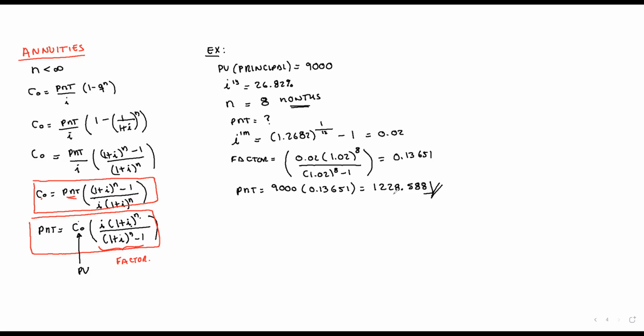So you know how much you're going to be paying for the next 8 months when you have an interest rate of 26% per year, which is the equivalent of 2% per month, more or less, and a principal of $9,000. Now what is next is understanding my schedule: how much I will be paying, how much is going to be part of the principal, how much is going to be interest, etc.